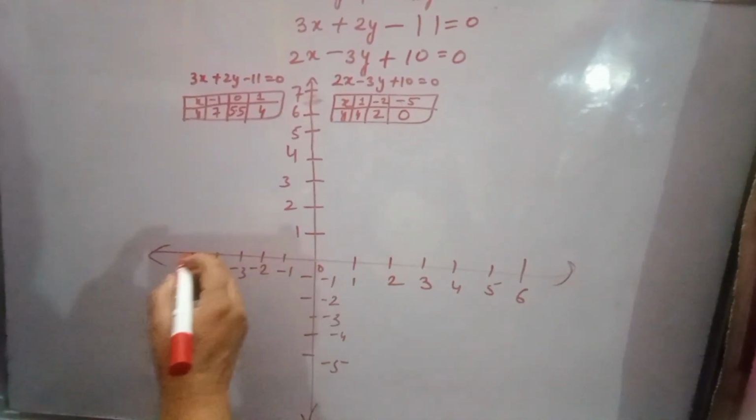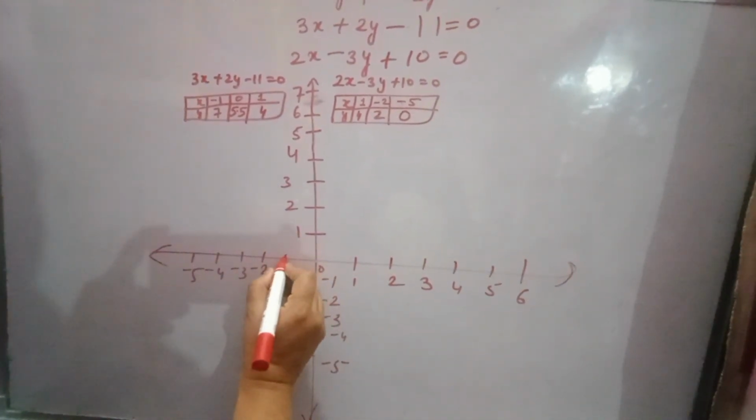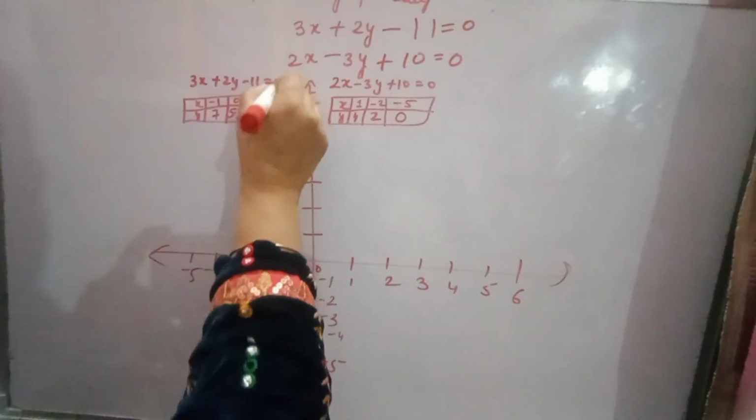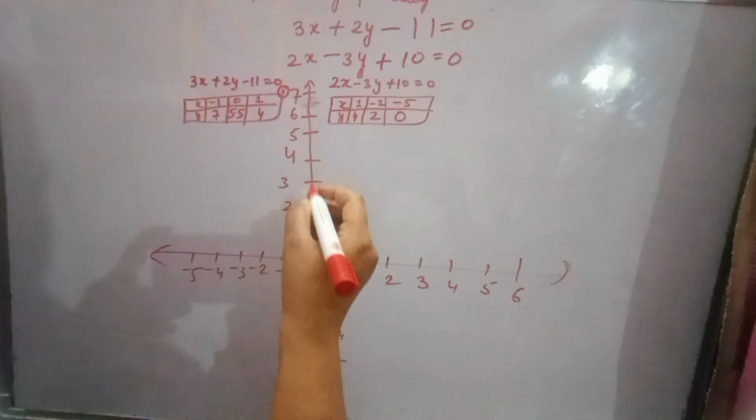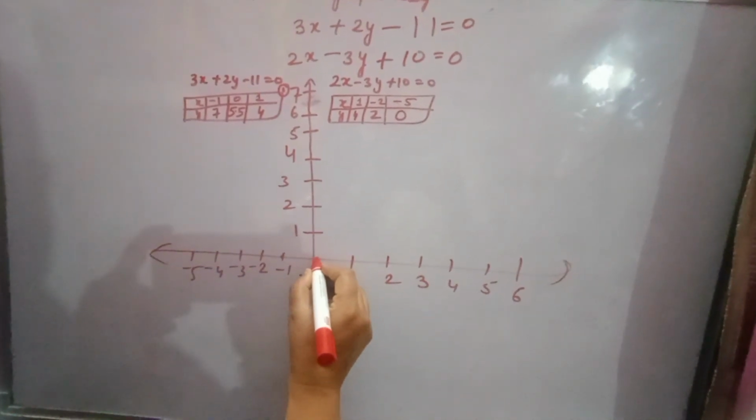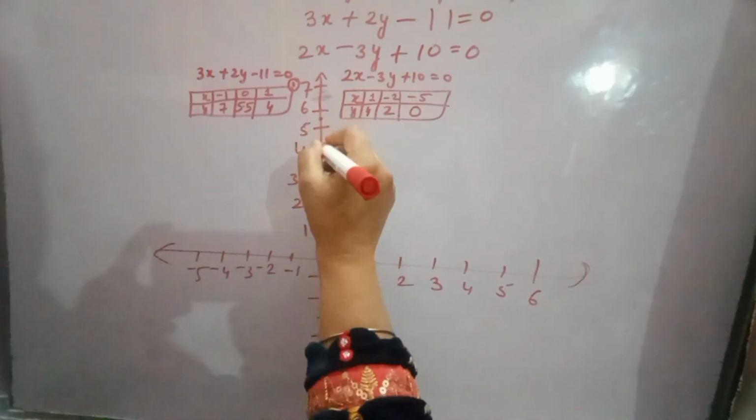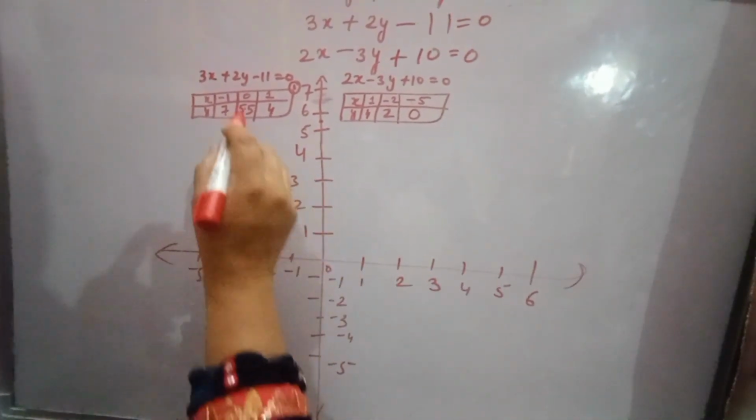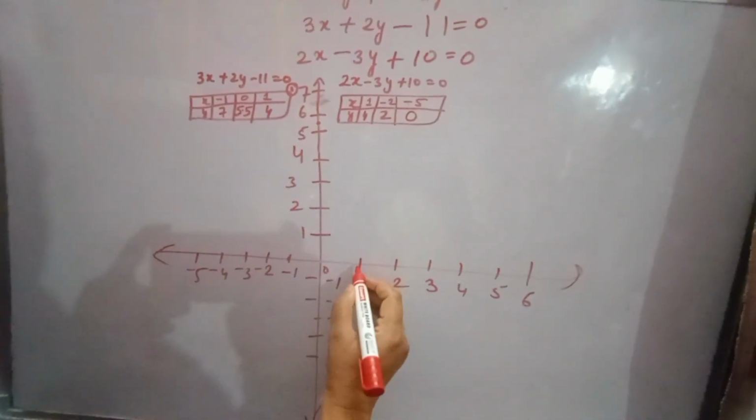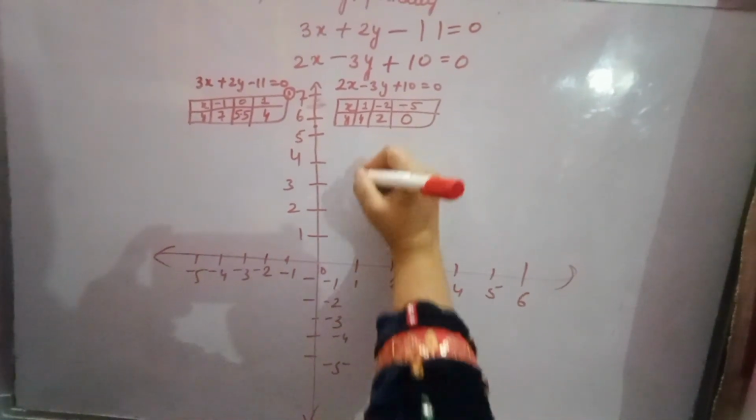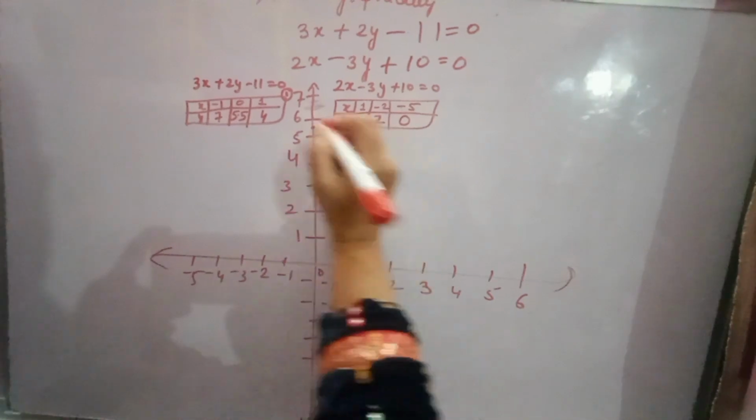Now x is minus 1, y is 7. So 1 point will come approximate. Here on the graph paper it will come accurate. Now x is 0, y is 5.5. So here between 5 and 6 one value will come. Then next is x is 1, y is 4. So here x is 1, y is 4. So approximate here 1 point will come.